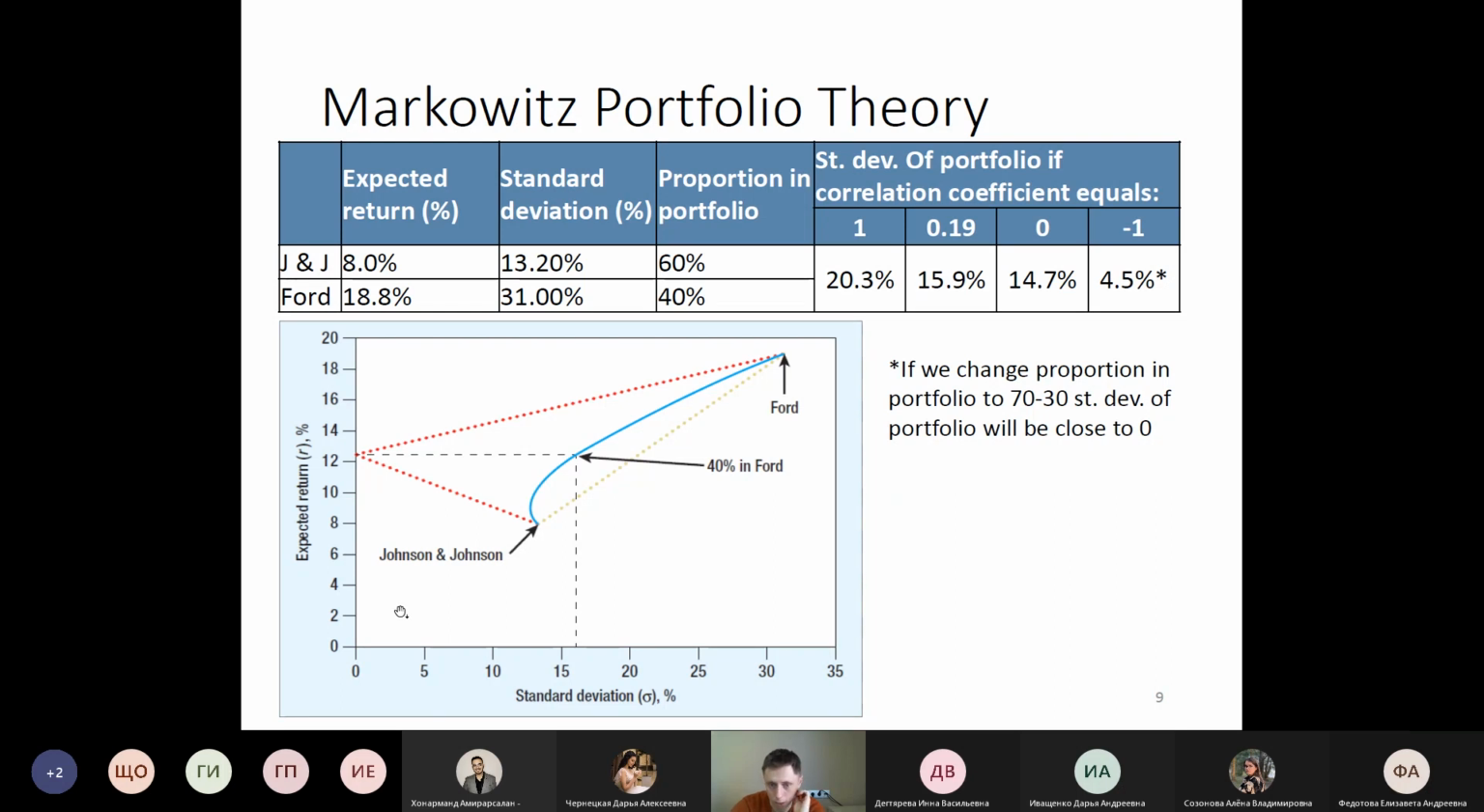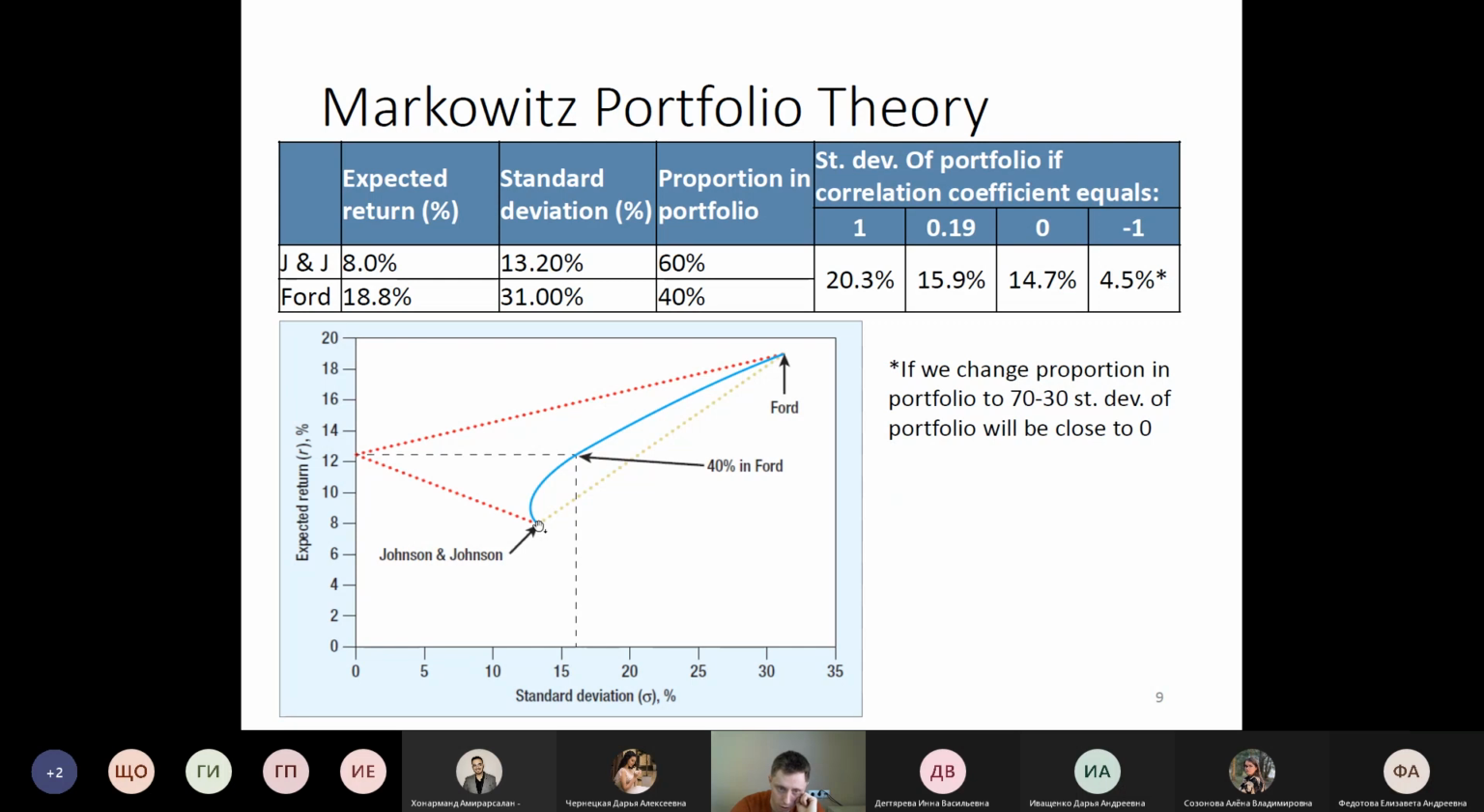We started by discussing the combination of two assets. In this case, there were stocks of Johnson & Johnson and Ford. They have some expected return, they have some standard deviation, and the blue line represents the return and standard deviation of this portfolio under different fractions of each asset. So this is the bottom one where we have Johnson & Johnson.